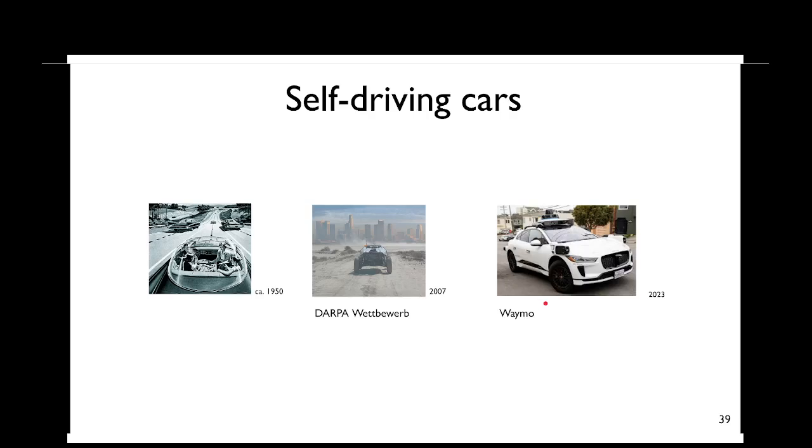And as of fairly recently, self-driving cars are reality. This is a screenshot of a Waymo taxi that is driving around in San Francisco. And that is there, I think, from 2023 onwards. So self-driving cars are a reality, and neural networks that do the image processing and the evaluation of the sensors are a key driving factor for self-driving cars.